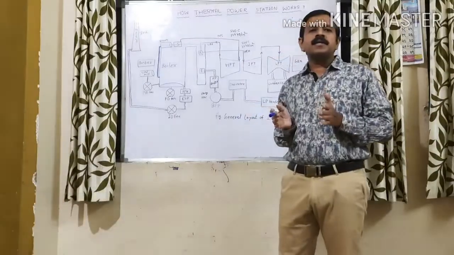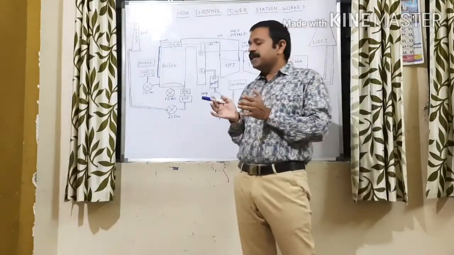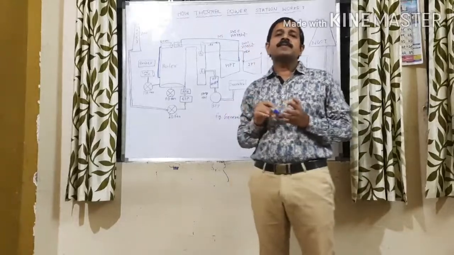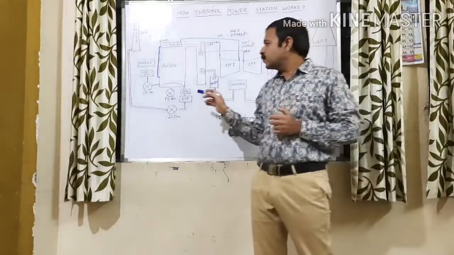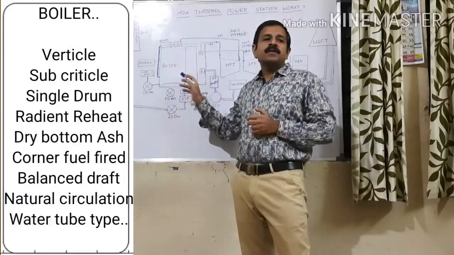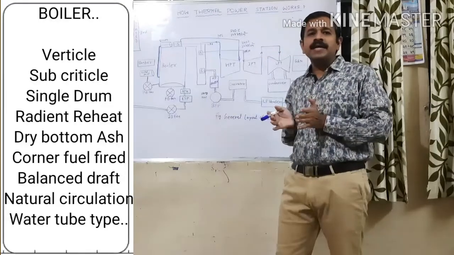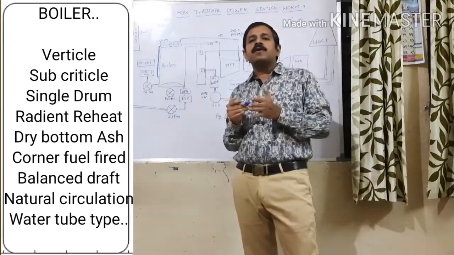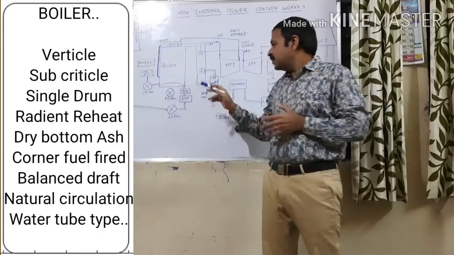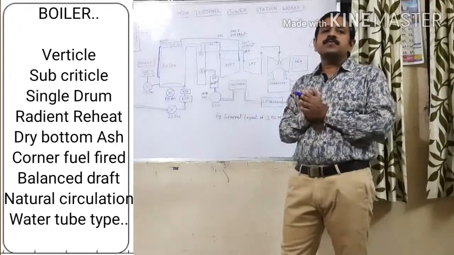It is a steam generator. It is a closed vessel. It is a huge structure: single drum, subcritical, natural circulation, balanced draft, dry bottom ash type, reheater type, corner fuel fired, water wall type, water tube type. So this is the boiler.